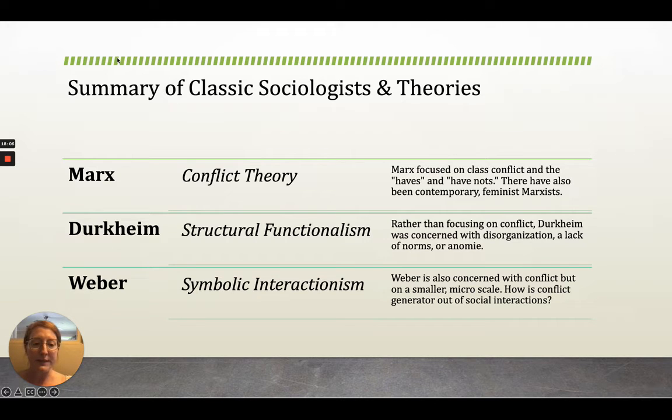And again, that synopsis is, instead of focusing on conflicts explicitly the way Marx did in conflict theory, Durkheim was more concerned with disorganization or a lack of norms and anomie. If you think about when Durkheim was writing, he's writing when the Industrial Revolution is happening. We're going from agrarian communities to capitalist society. And that didn't happen very smoothly in a lot of ways, right? Essentially all aspects of society were changing.